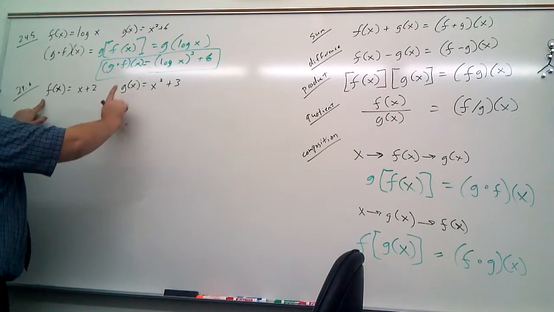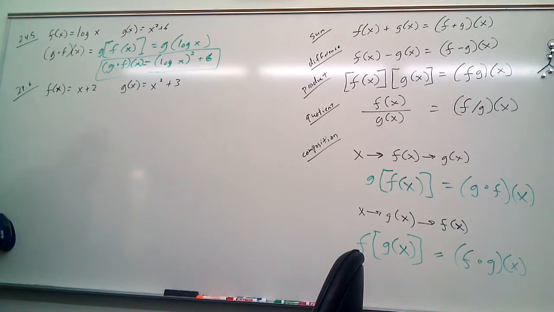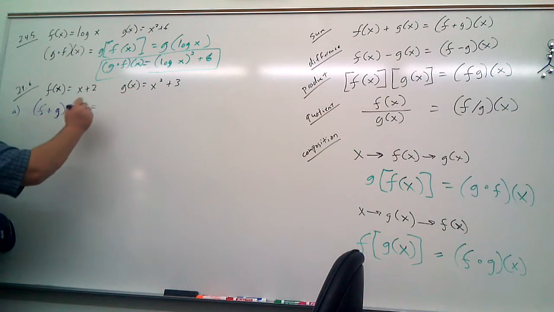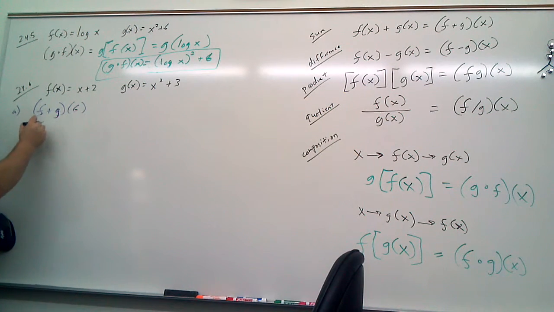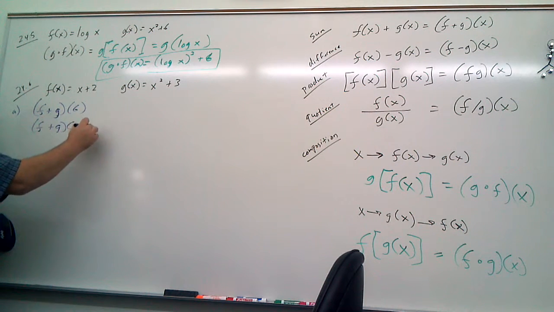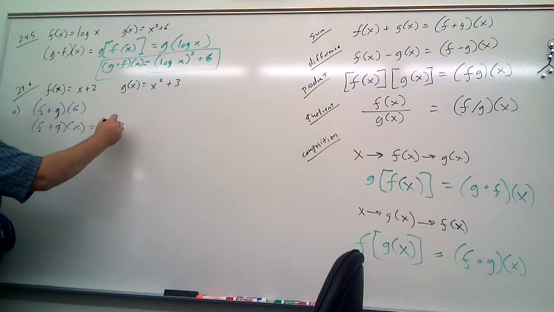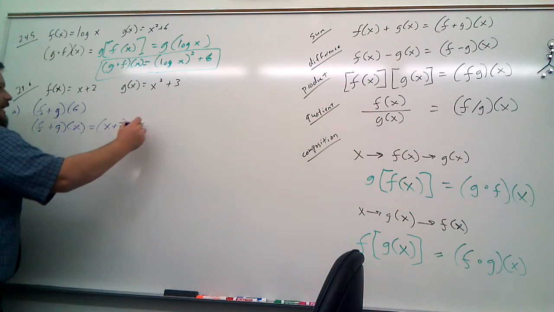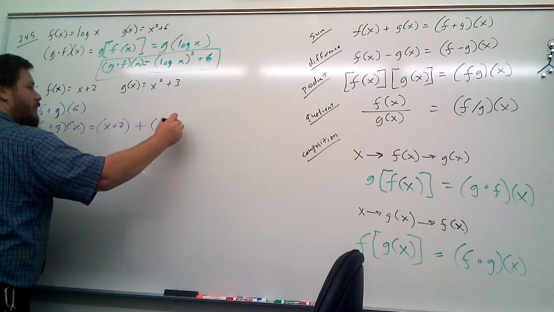It calls this one f and it calls this one g, and it asks several questions. The first question that it asks is, find the f plus g of 6. So we're going to add function f and function g, and then plug in 6. Let's find the f plus g of x. The f of x is x plus 2. So we're going to add function g of x, which is x squared plus 3.